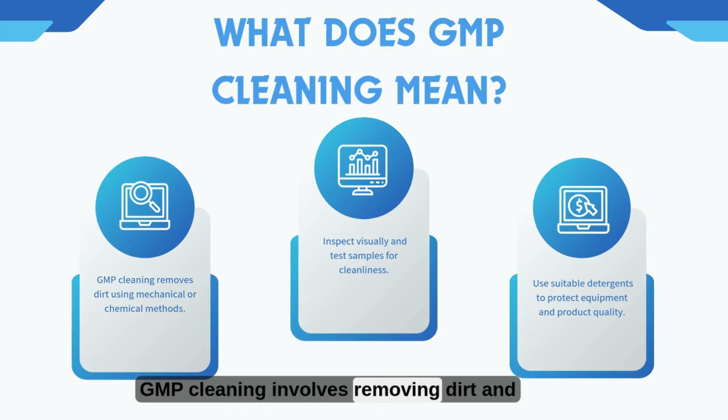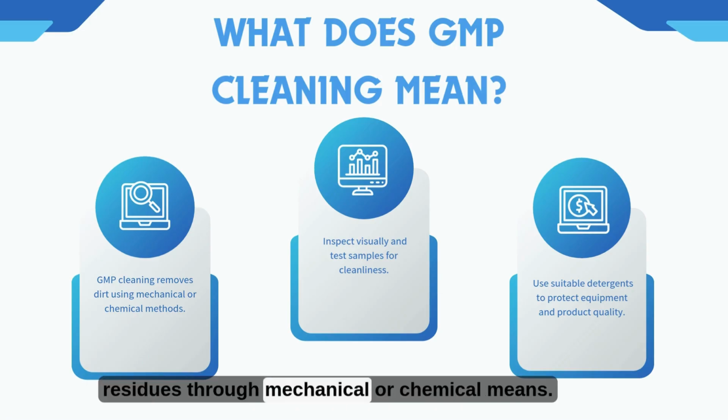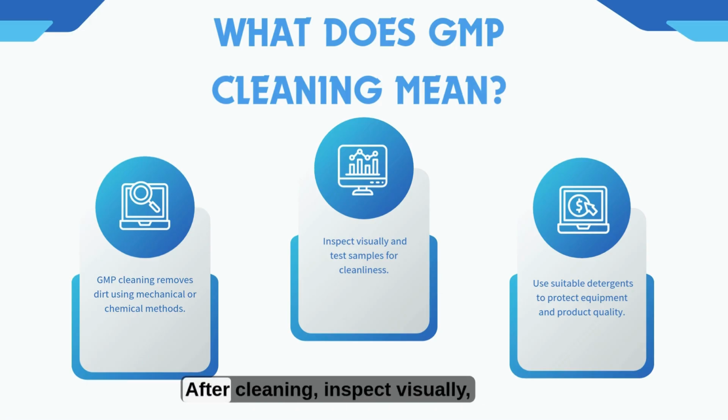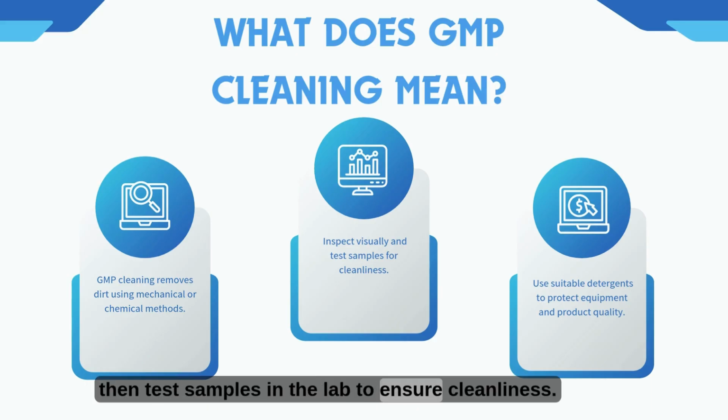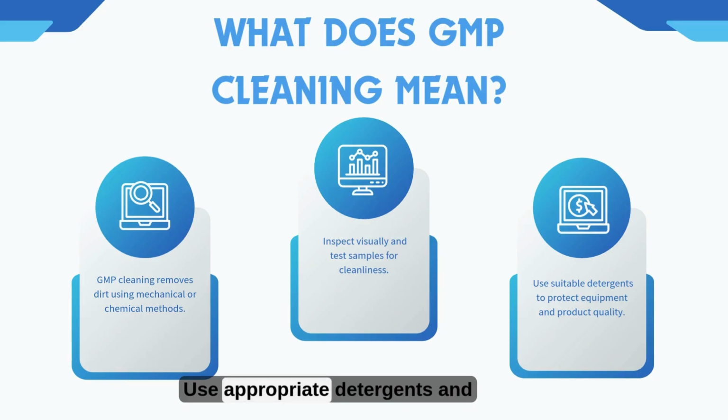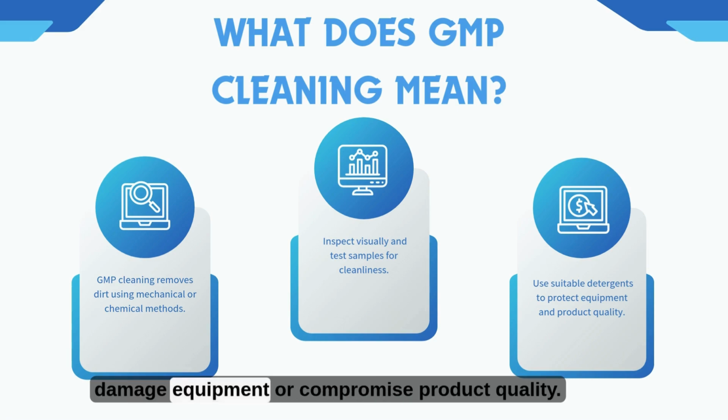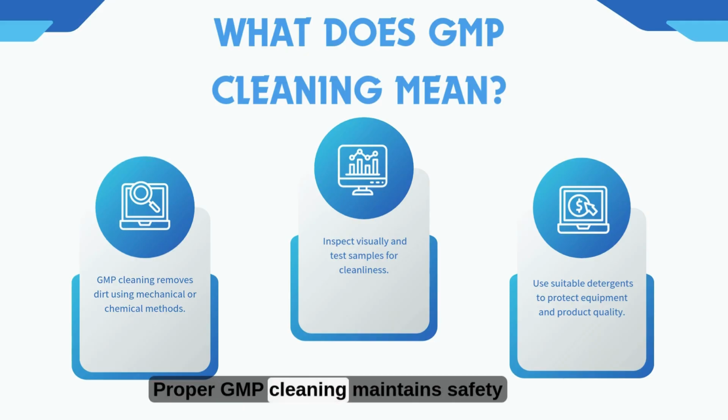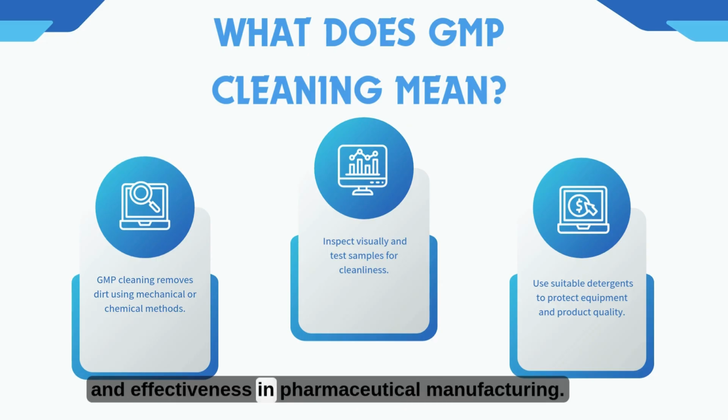GMP cleaning involves removing dirt and residues through mechanical or chemical means. After cleaning, inspect visually, then test samples in the lab to ensure cleanliness. Use appropriate detergents and conditions. A key concern is ensuring cleaning agents don't damage equipment or compromise product quality. Proper GMP cleaning maintains safety and effectiveness in pharmaceutical manufacturing.